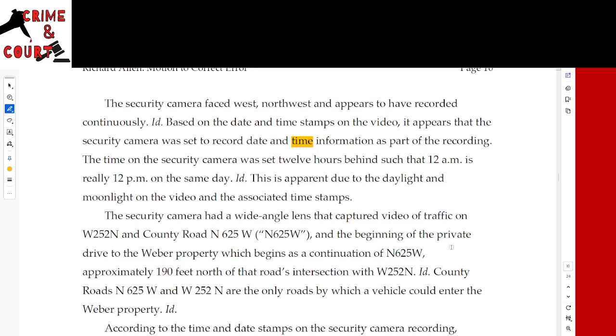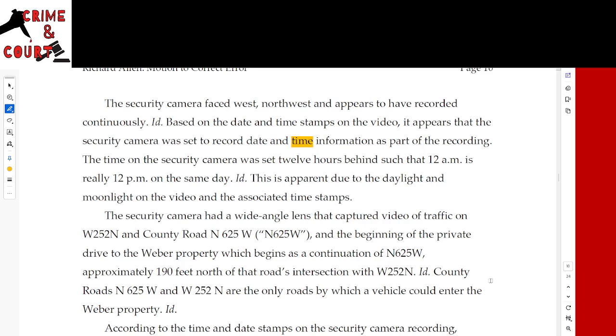The security camera had a wide angle lens that captured video of traffic on West 252 North and County Road North 625 West. You guys in the country, can you just name your roads like normal names instead of all these W252? I catch a niner in there. Tell me what movie that is.